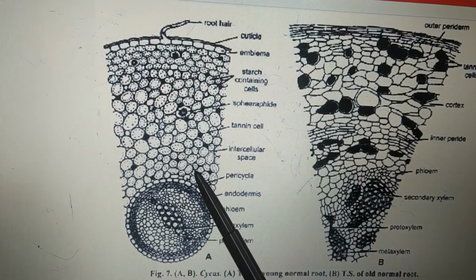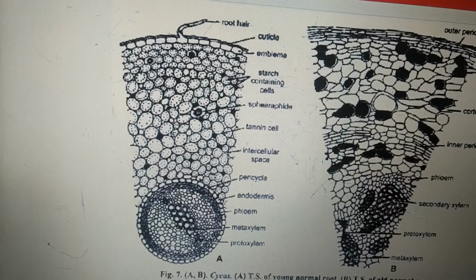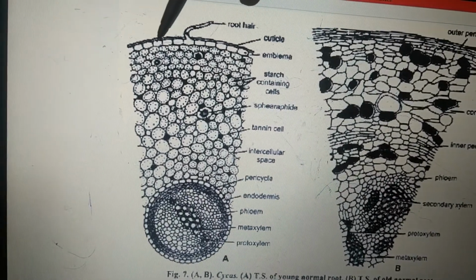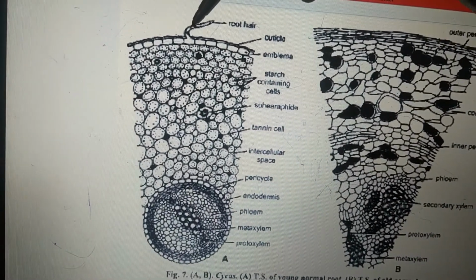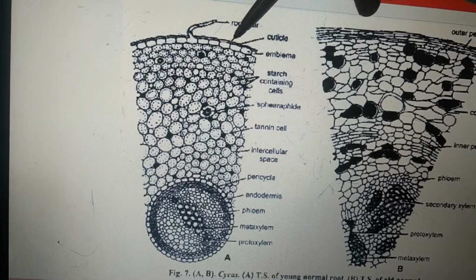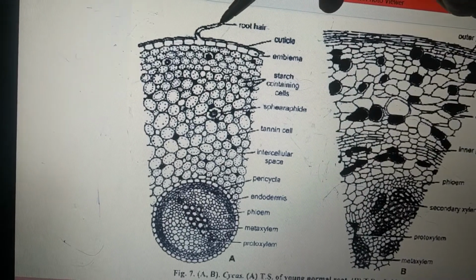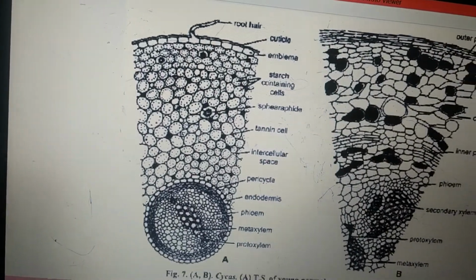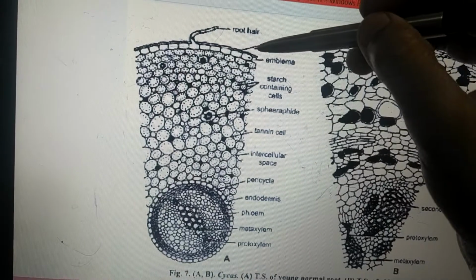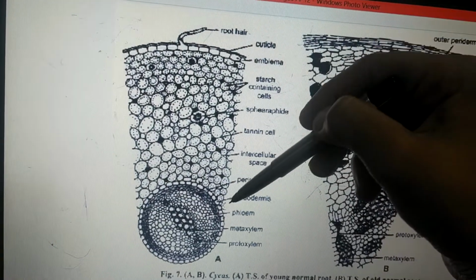To focus on the transverse section of the young root, the outermost layer is called the epiblema, which is a single layer made up of thin walled cells. These cells are going to give rise to root hairs. So the layer which is going to give rise to root hairs is called the epiblema. Outermost to the epiblema we have the deposition of cuticle. Inner to the epiblema is the cortical region.